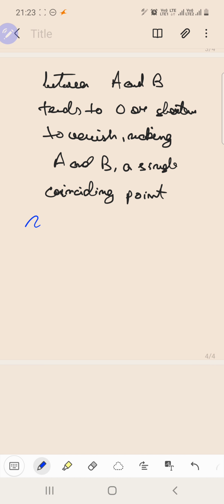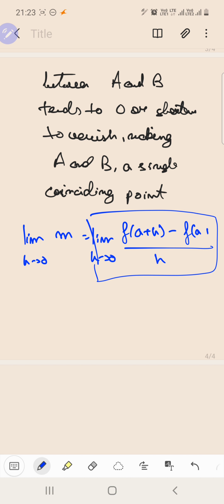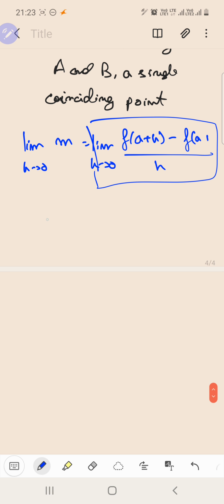the slope of the tangent line is given by limit h tends to 0 of m, that is limit h tends to 0 of f of a plus h minus f of a over h. This slope of the tangent line is basically known as the derivative of the function f(x) at x equal to a.